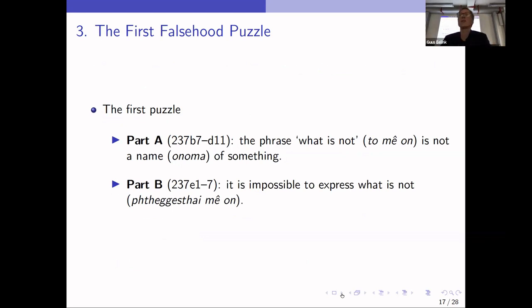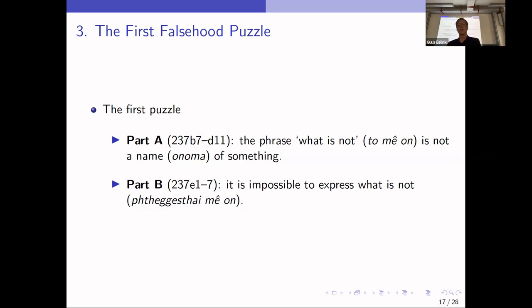So let us then look into the puzzle. The puzzle consists of two parts, or can be divided into two parts, which I label A and B. The conclusion of part A is that the phrase "what is not" (to me on) is not a name, onoma, of something. Part B then builds on part A, and concludes that it is impossible to express what is not.